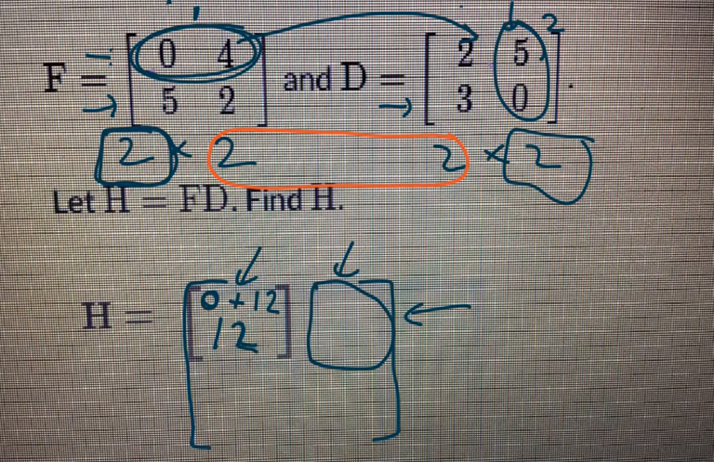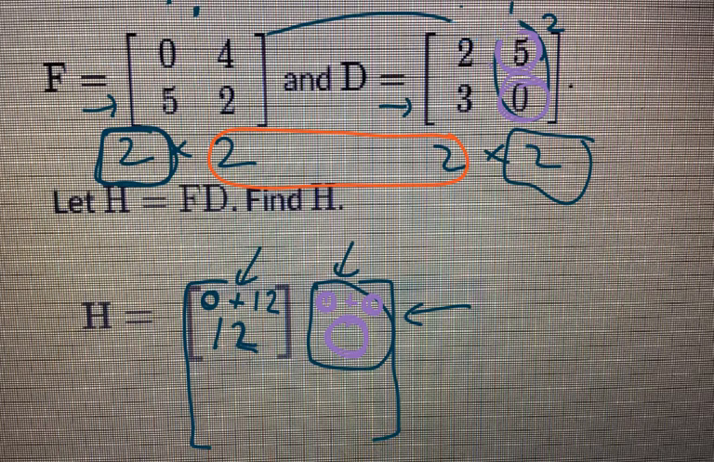So here we go. I know a 0 times the 5 is 0. I know the 4 times the 0 is 0 again. What's 0 plus 0? 0. All right, let's do the next one.